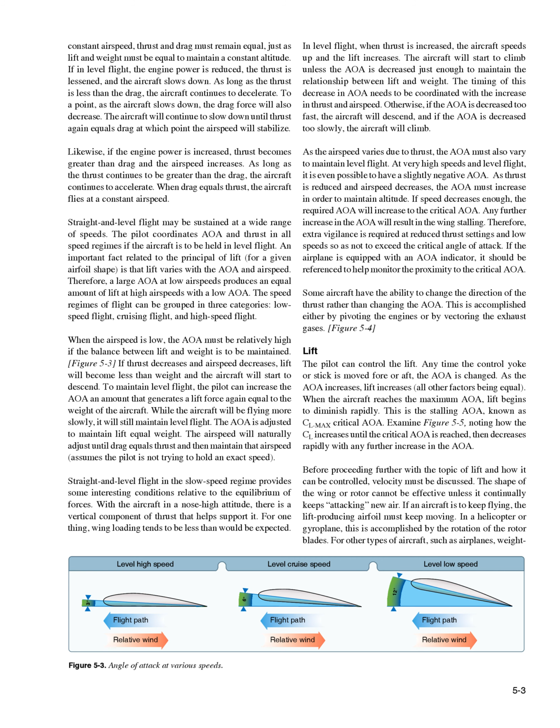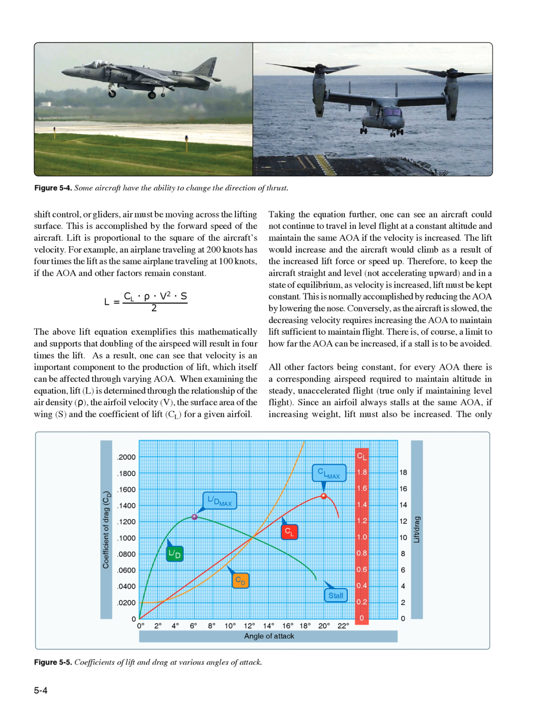Before proceeding further with the topic of lift and how it can be controlled, velocity must be discussed. The shape of the wing or rotor cannot be effective unless it continually keeps attacking new air. If an aircraft is to keep flying, the lift-producing airfoil must keep moving. In a helicopter or gyroplane, this is accomplished by the rotation of the rotor blades. For other types of aircraft, such as airplanes, weight shift control, or gliders, air must be moving across the lifting surface.